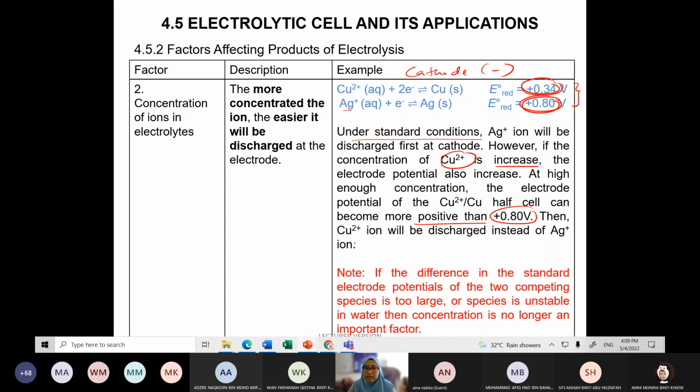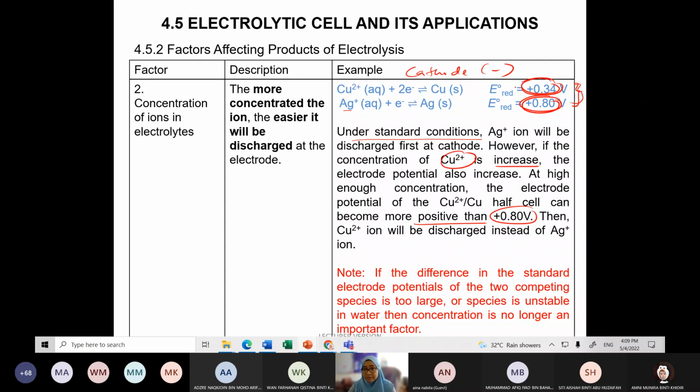So those are the things that you have to consider lah. Okay, in terms of dia punya concentration. So you have to take note also, if the difference in the standard electrode potential of the two competing species is too large or species is unstable in water, then concentration is no longer an important factor. Okay, all right, so consider this one.